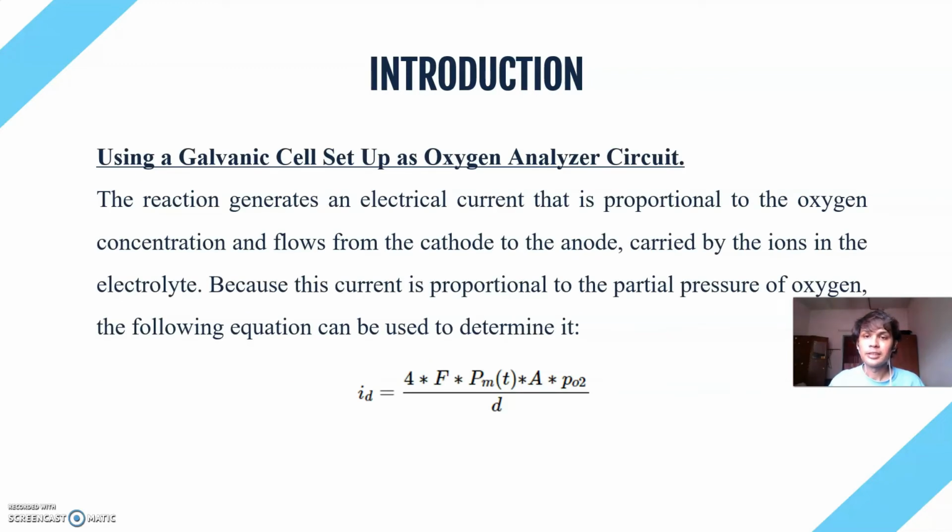So using a galvanic cell set up as oxygen analyzer circuit. As we know that an oxygen analyzer can be made up of many different mechanisms, and one of the mechanisms that we can think of and is able to set up in our lab is the galvanic cell. So using this galvanic cell, we can generate an electrical current that is proportional to the oxygen concentration.